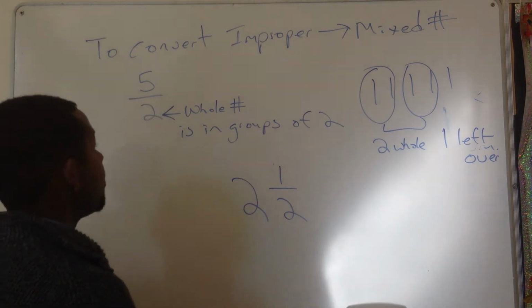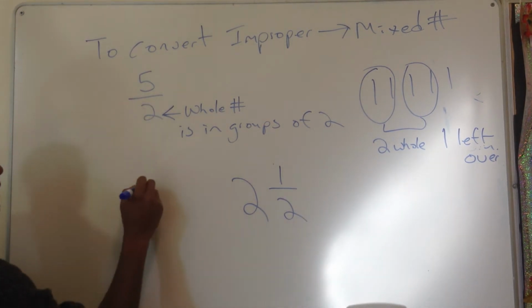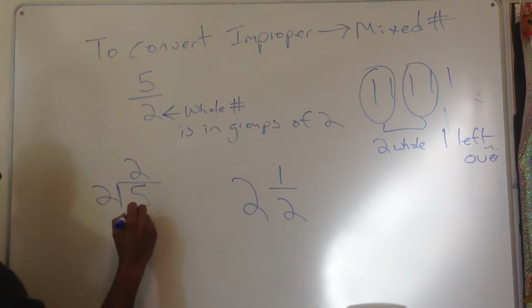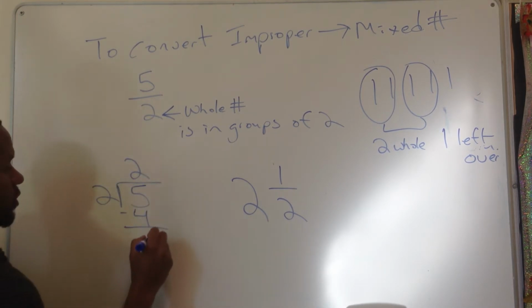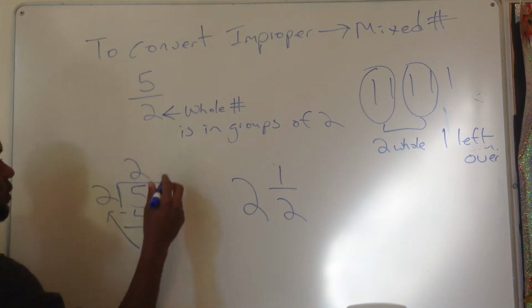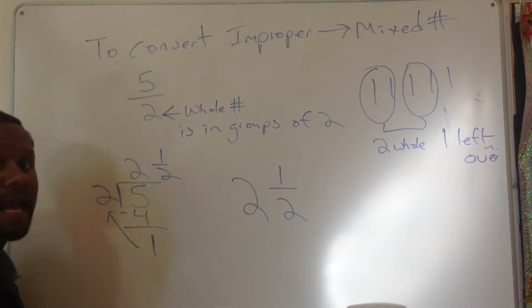Alright? So most of you have seen, oh, it's just dividing. I take 5 and I divide it by 2. 5 divided by 2 is 2, because they are my 2 whole groups of 2. And my remainder, I have 1 out of 2 left. So 2 and a half.